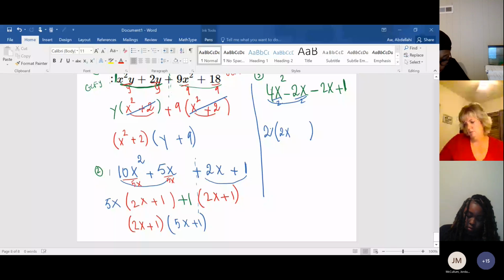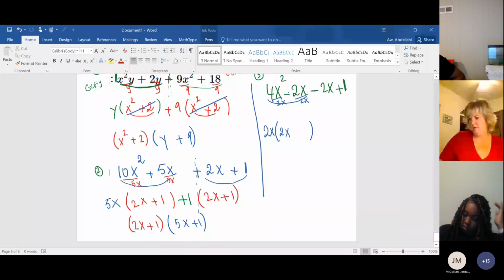It's not only 2, it's 2x. The GCF is 2x, right? You see? Right. The GCF is 2x, it's not only 2, right? It's 2x. Don't forget the variable, right? It's 2x minus what? 1. Minus 1. Okay, now comes the point I want to make.